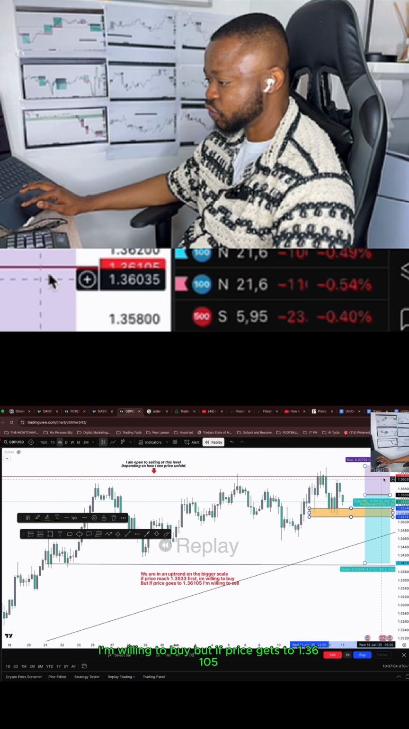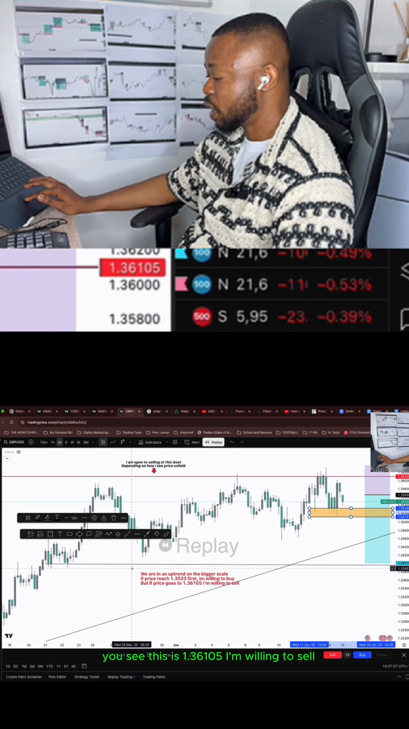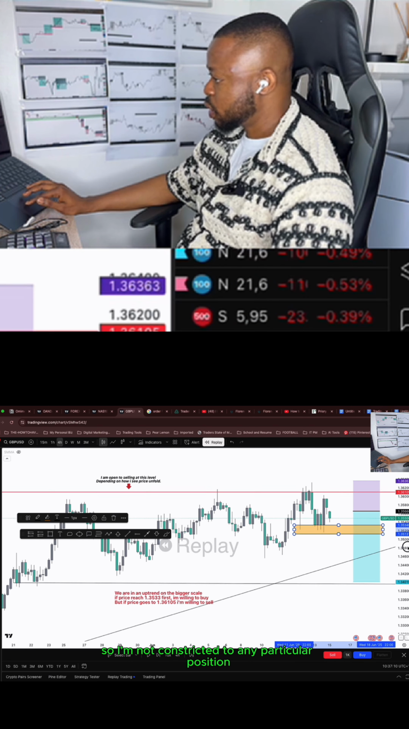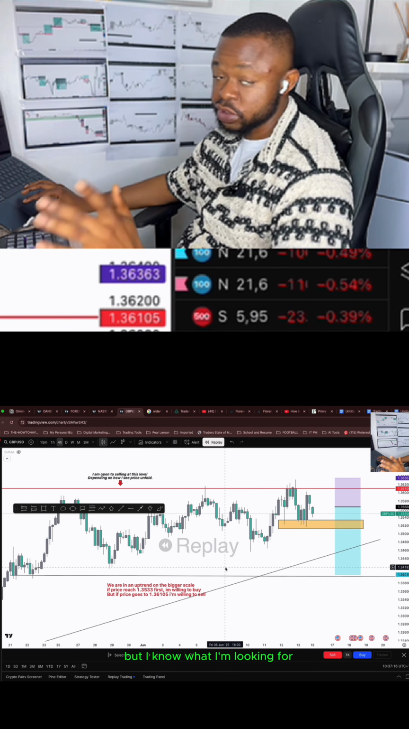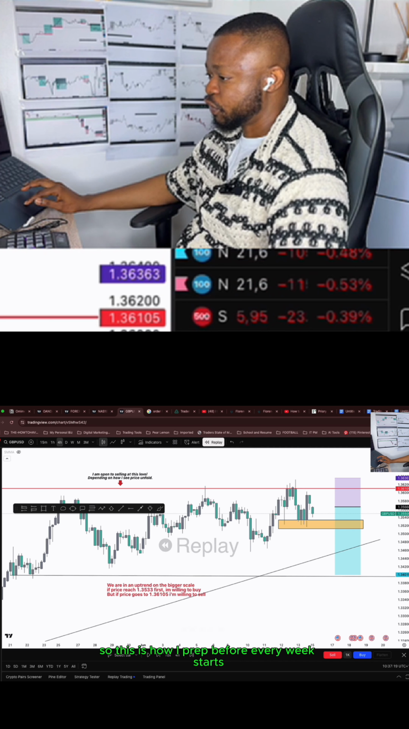But if price gets to 1.36105, you see this is 1.36105, I'm willing to sell. So I'm not constricted to any particular position. I'm allowing myself to be very fluid, but I know what I'm looking for. This is how I prep before every week starts.